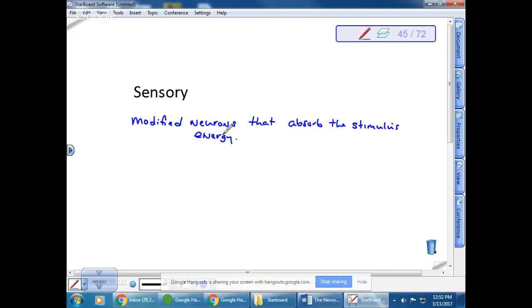They take that stimulus and they transduce it into an action potential. And we now know that an action potential is just a temporary change in the membrane potential where it becomes positive 30 instead of negative 70, right? So this process of taking the stimulus and turning it into an action potential is called transduction.